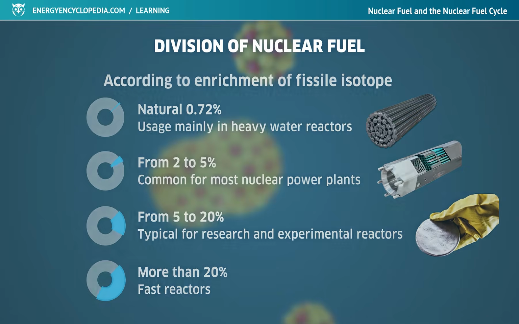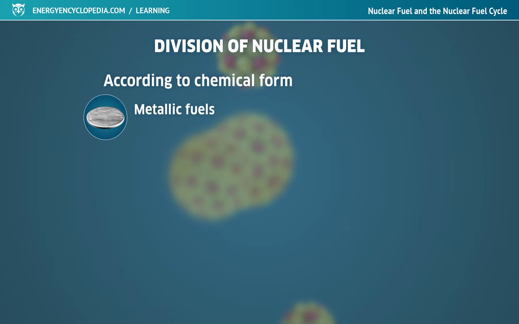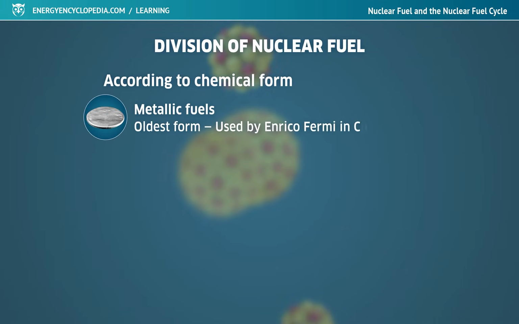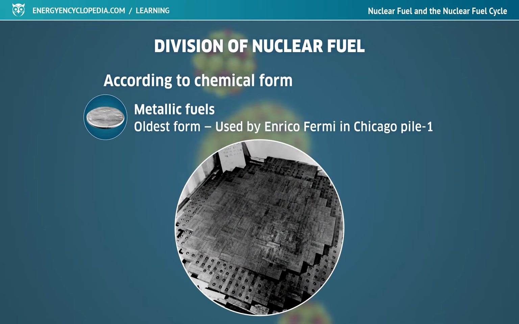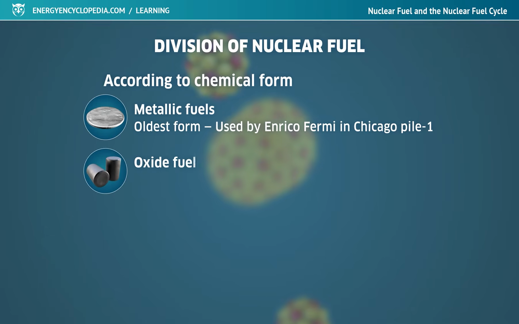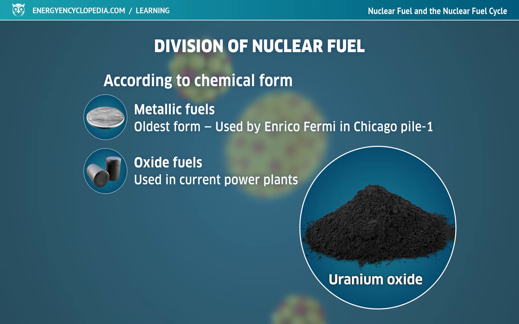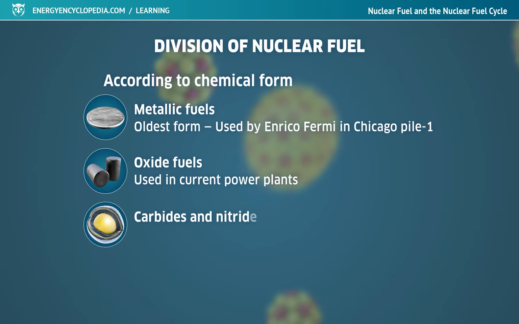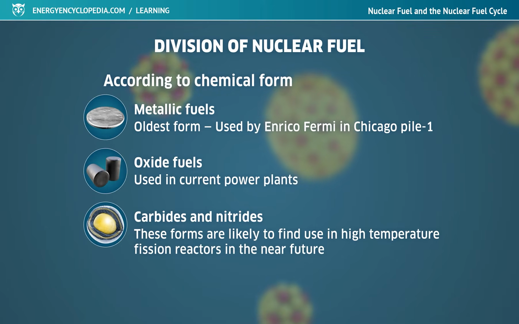Another parameter for dividing the fuel is its chemical form. Historically, the metal form of fuel is the oldest. It was already used by Enrico Fermi in his first Chicago pile. But the vast majority of nuclear fuel used in current power plants has a safer form of oxide. In the phase of experimental tests, nuclear fuels are based on carbides or nitrides. These forms are likely to find use in high-temperature fission reactors in the near future.